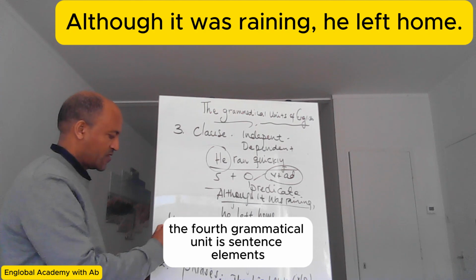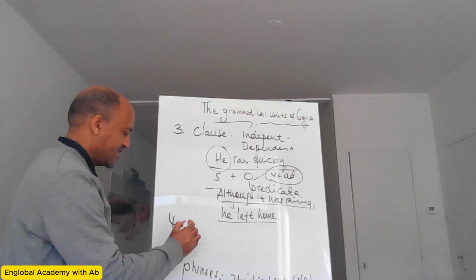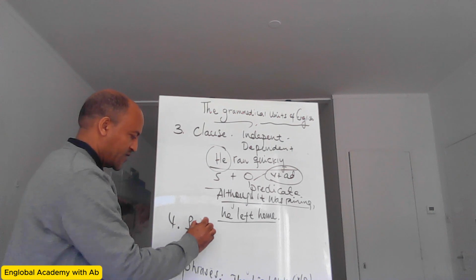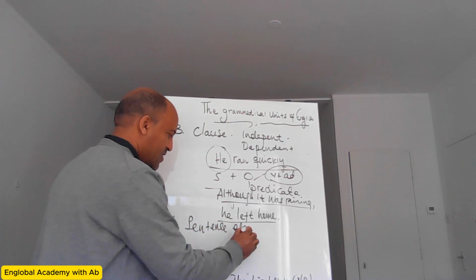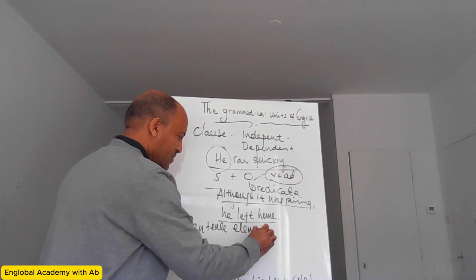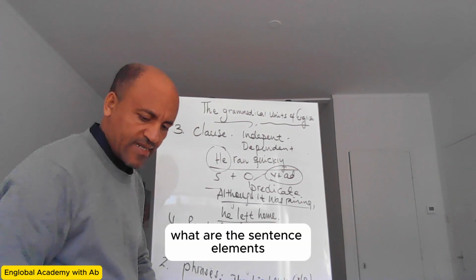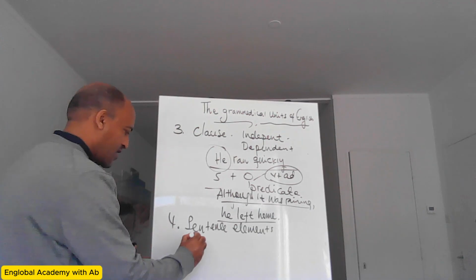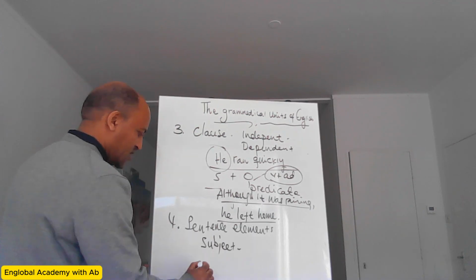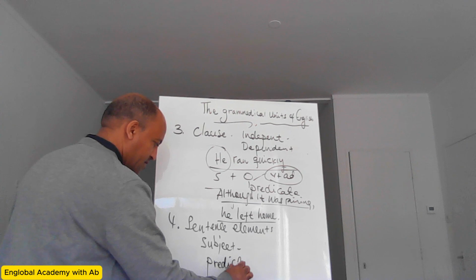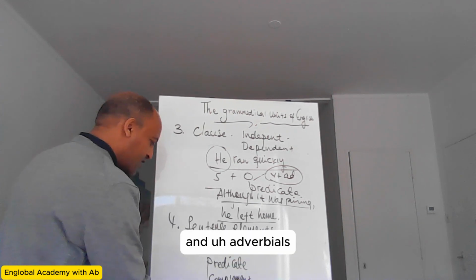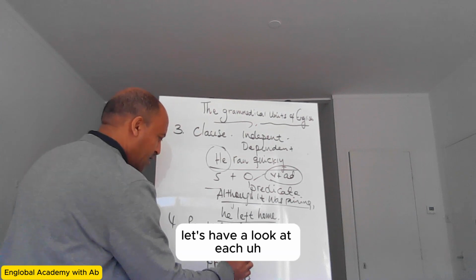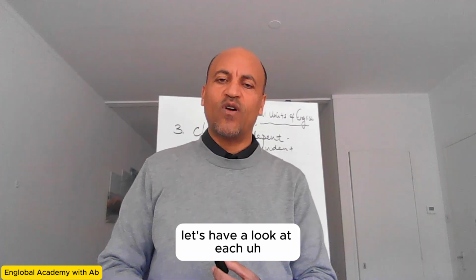The fourth grammatical unit is sentence elements. What are the sentence elements? The subject, the predicate, complement, and adverbials. Let's have a look at them one by one.